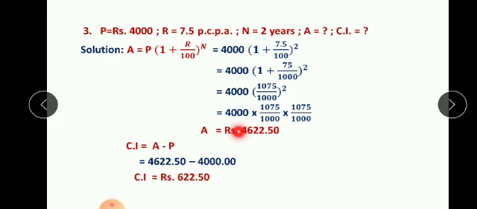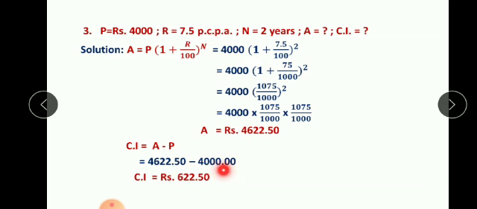And after cancellation what will we get? Amount is equal to rupees 4,622.50. Now we will calculate compound interest. So what is the formula for compound interest? Compound interest is equal to A minus P. Substitute the value of A and P. A is 4,622.50 minus P, which means 4,000.